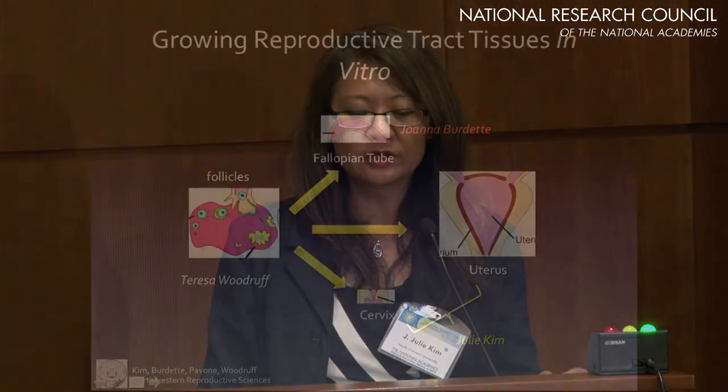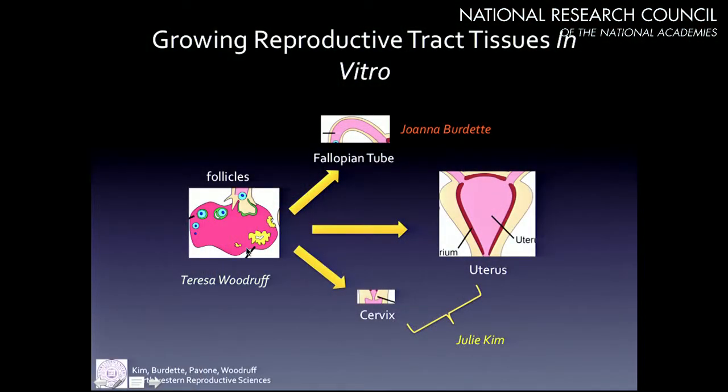So our group, in order to tackle this problem, has decided to take each of the organ systems separately. Teresa Woodruff is in charge of the follicle, the ovary, and programming those follicles to make the hormones that mimic the menstrual cycle. Joanna Burdette is studying the fallopian tube and the biological responses that occur during the menstrual cycle to ovarian hormones. I'm leading the team studying the uterus and the cervix.